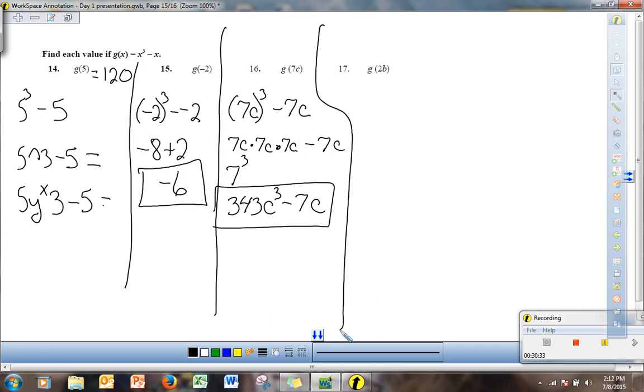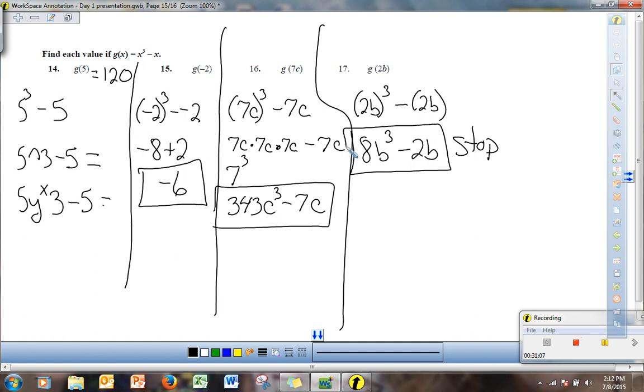And last but not least, g of 2b means parentheses, 2b, to the third, minus 2b. So to simplify 2b to the third, it means 2b times 2b times 2b. 2 times 2 times 2 is 8, not 6. 8b to the third minus 2b. And then stop. These are not like terms, so that's your answer.